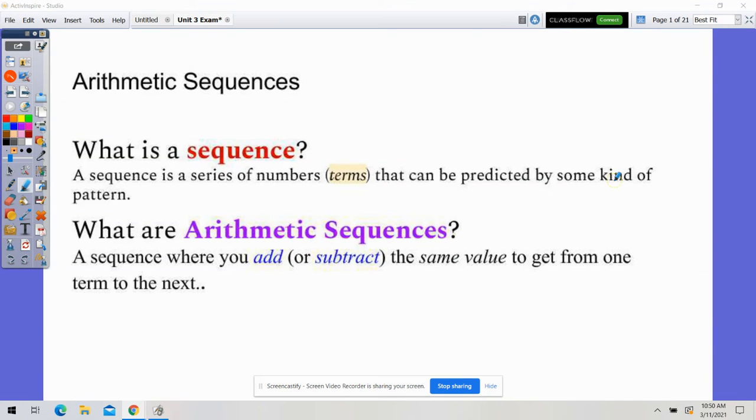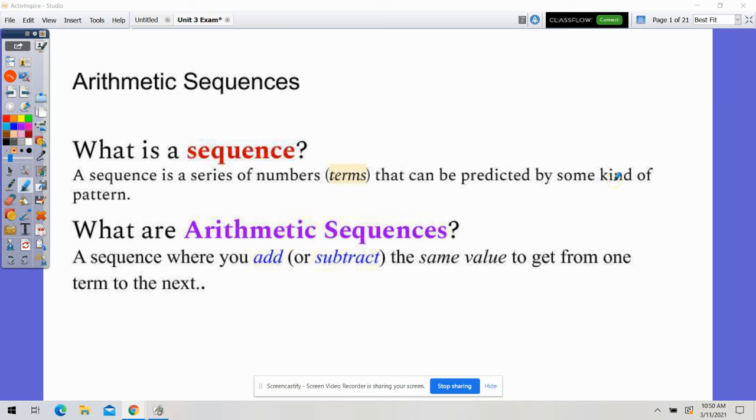Hi everyone. This activity is going to serve as a review and your Unit 3 exam. So I am going to review each topic first, and then you will have a question to answer as part of your test. So the first topic is arithmetic sequences.